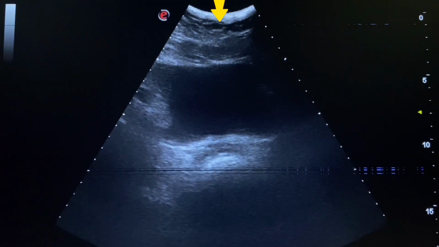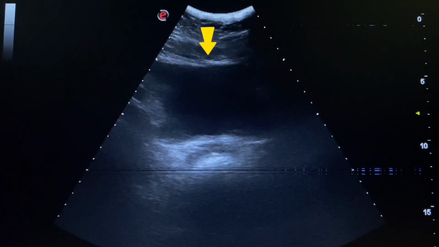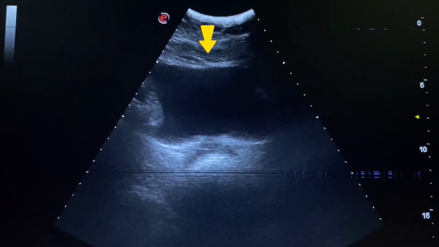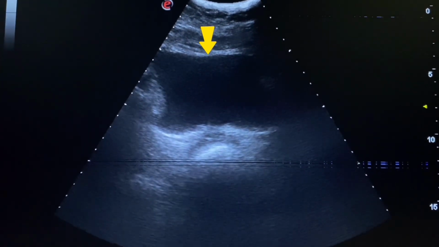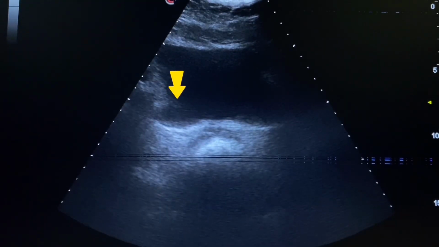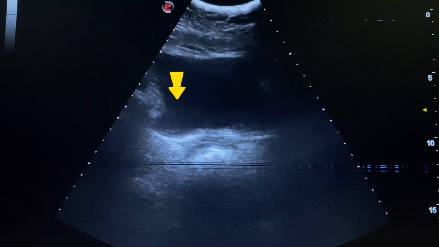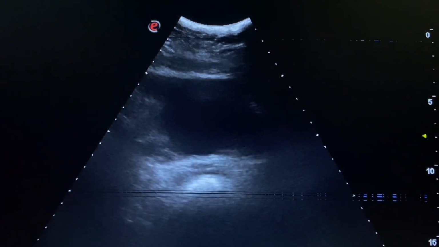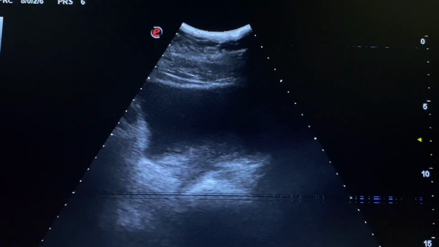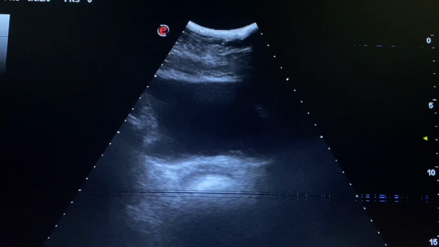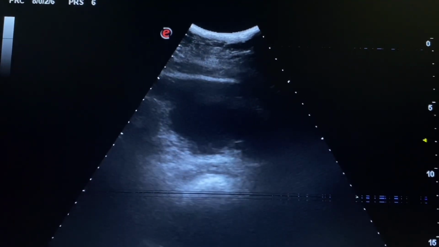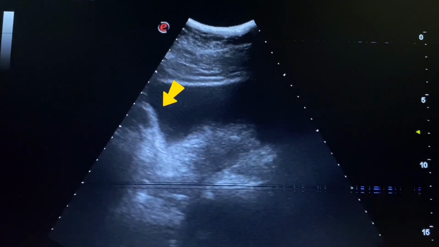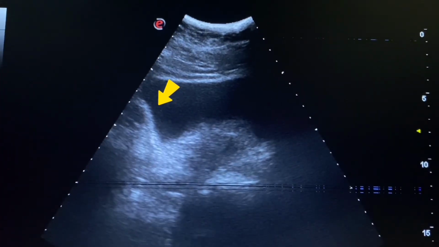Now we start scanning the pelvis of a female. Here we see the urinary bladder, which is partially filled. Here we see the debris in the urinary bladder. The wall of the urinary bladder also appears to be thickened.